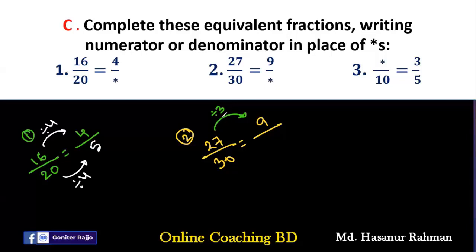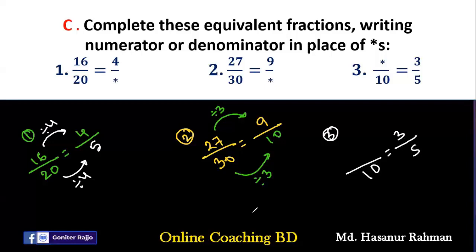That means if we divide the numerator by 3, then we have to divide the denominator by 3. 30 divided by 3, that will be 10. So the missing number of number 2 is 10. Now number 3. Number 3 says star divided by 10 equal to 3 divided by 5.